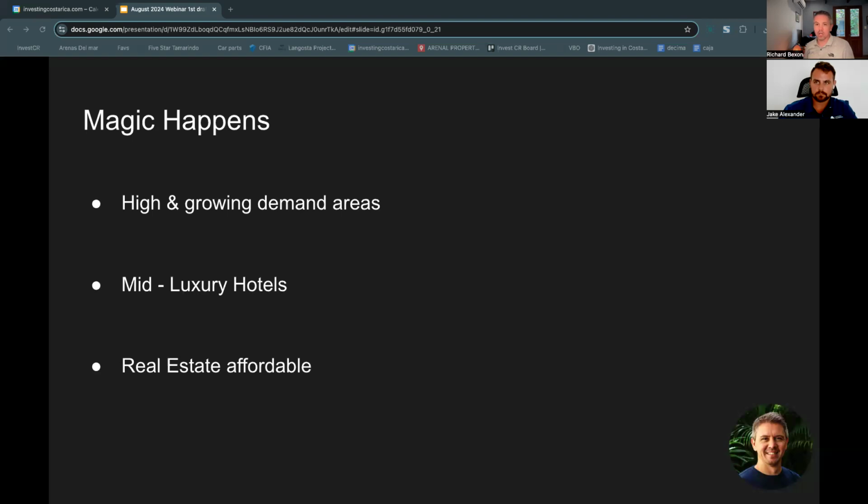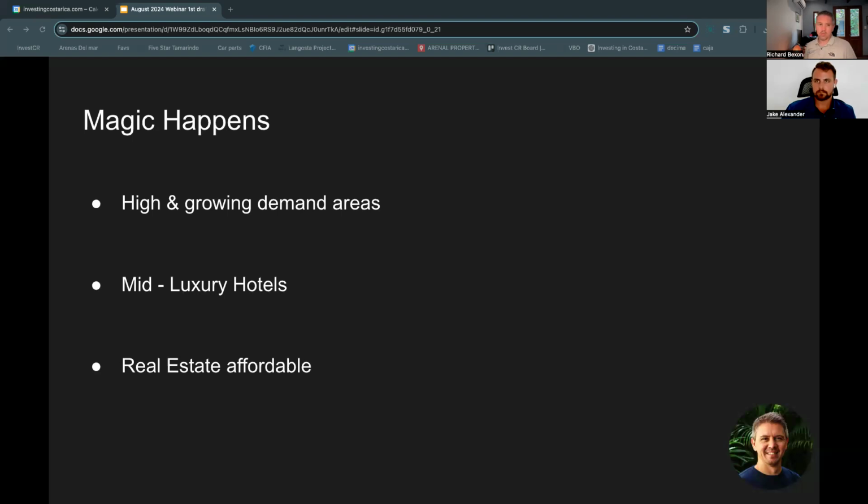Monday I was in Arenal. Jake, you're down in Manuel Antonio. We're all over the place looking. So we're seeing what's going on, because sometimes the data is more lagging than leading. So we're always looking at some leading indicators, whether that may be developments in the area, talking to people, etc. And then we go back and run the numbers and say, hey, would an investment here make sense?